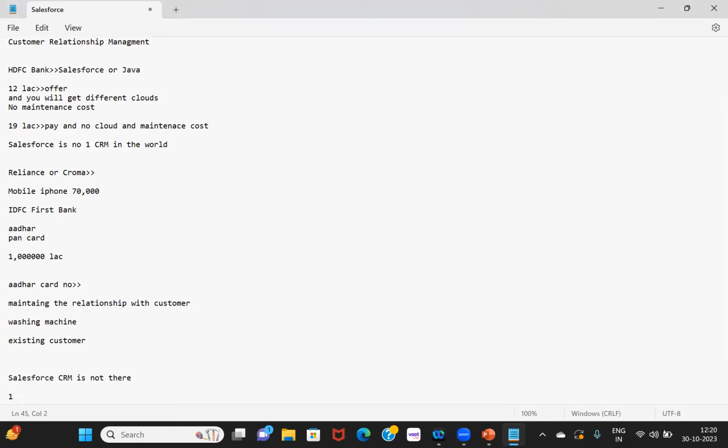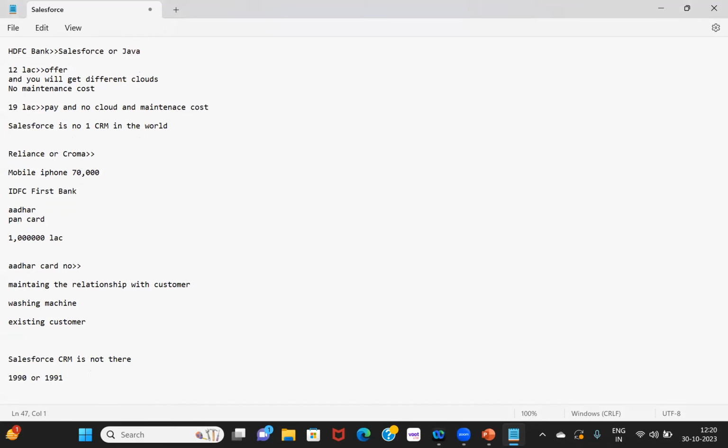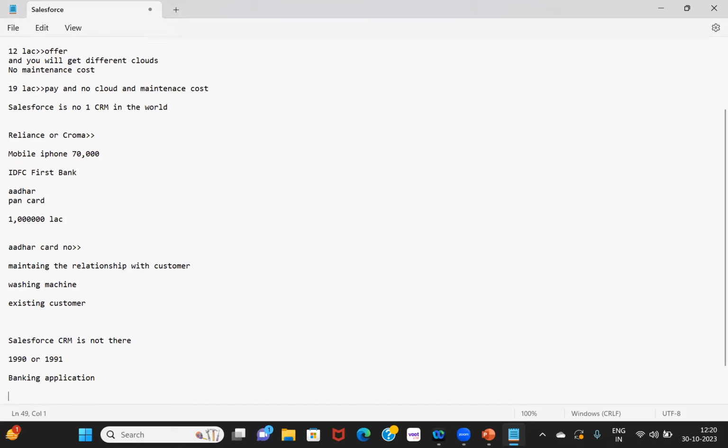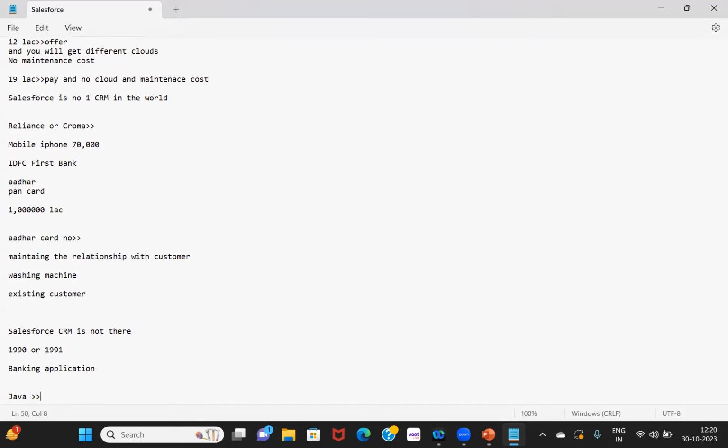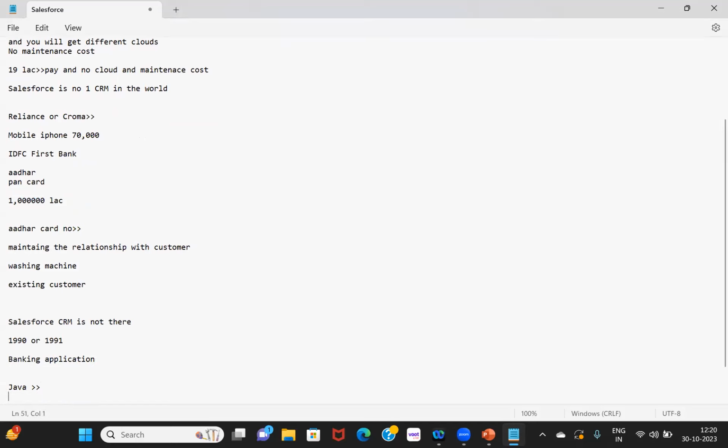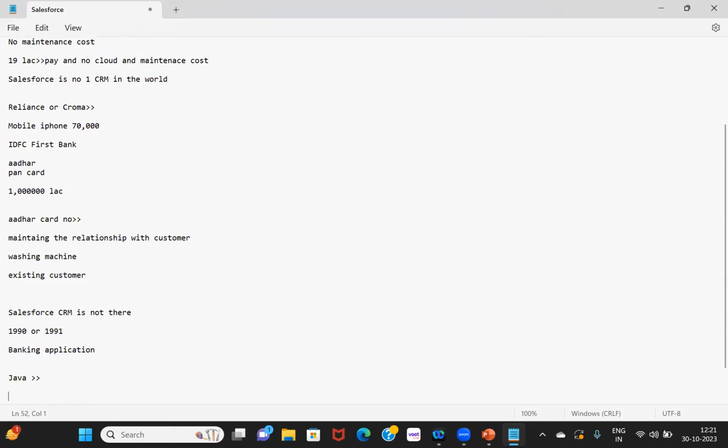That means we are talking about around the year 1990 or 1991. We want to develop a banking application, but we are left with 2 or 3 languages and we are using the Java language to develop this. So one thing is we will not get any cloud. We are not getting any cloud here. Now we are developing this banking application with the Java language.